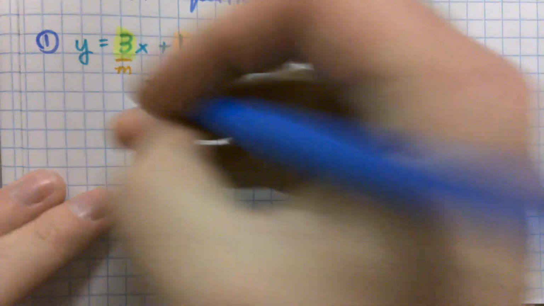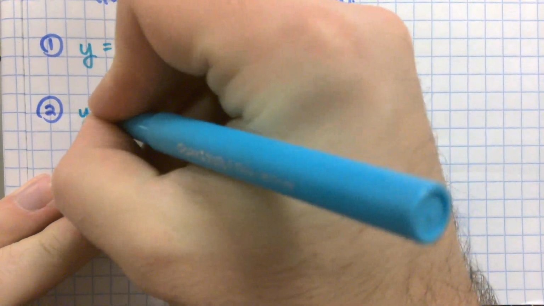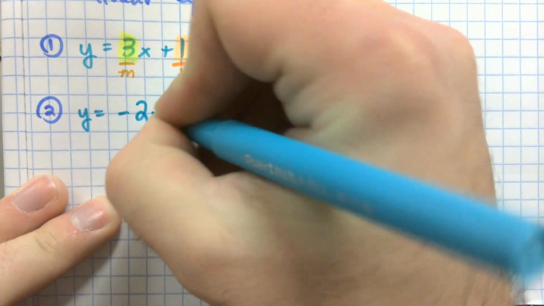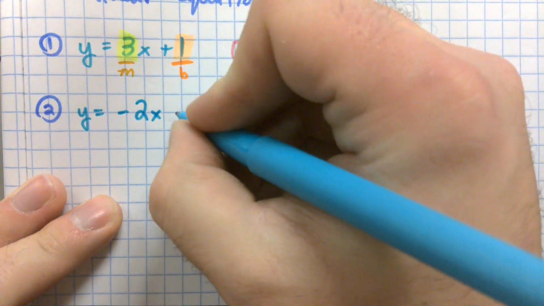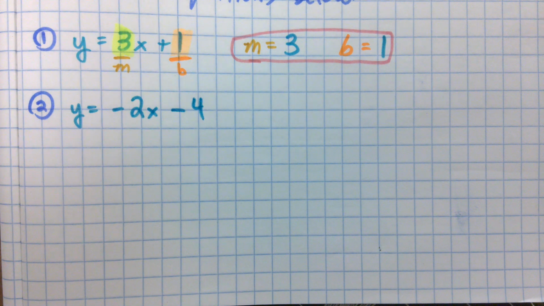Let's do a second example. Let's say y is equal to negative 2x minus 4.